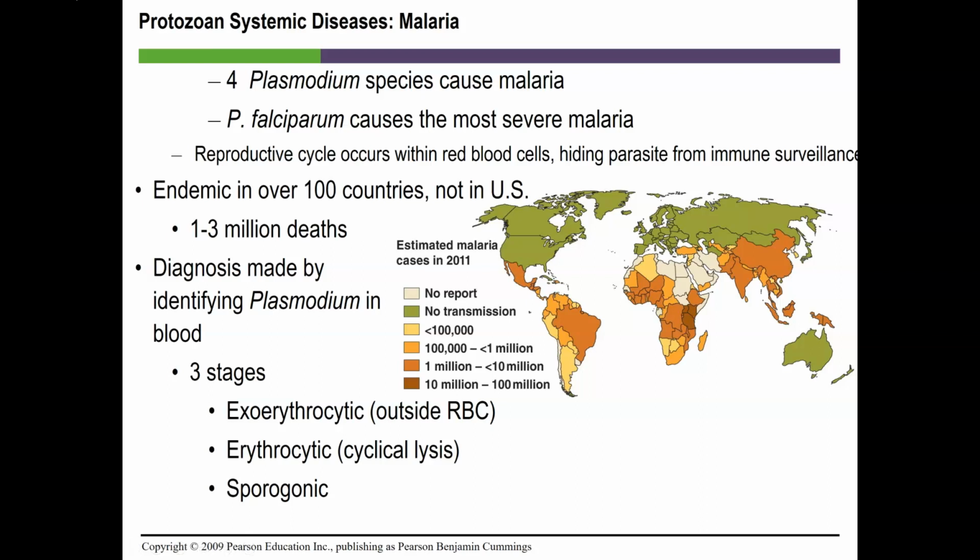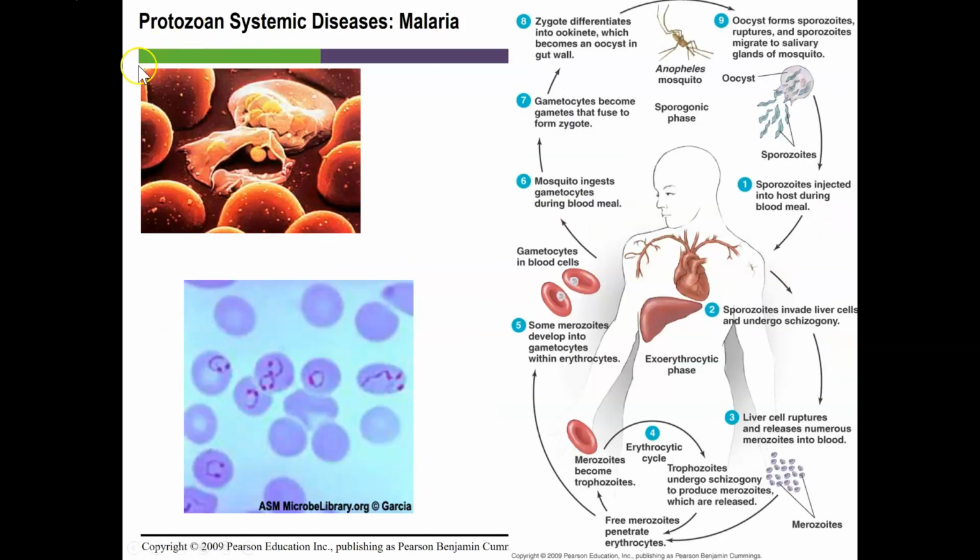These are some images. You can see the scanning electron micrograph where some of the parasites are inside a red blood cell. Here's a more typical micrograph of parasites inside red blood cells as seen when looking through a light microscope. And over here you can see the Anopheles mosquito that's responsible for transmitting the malaria.